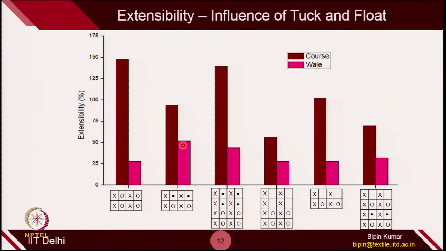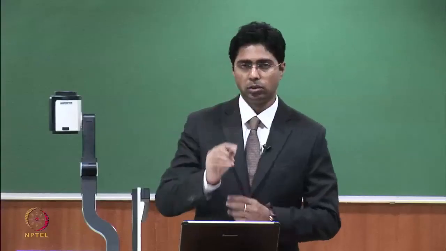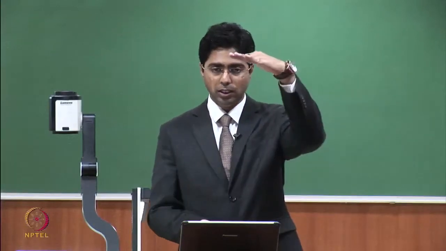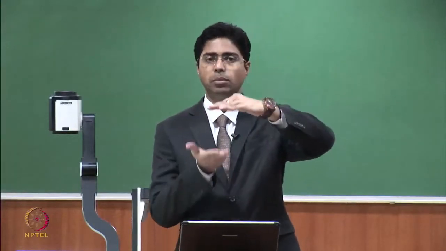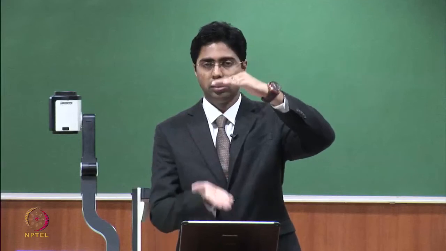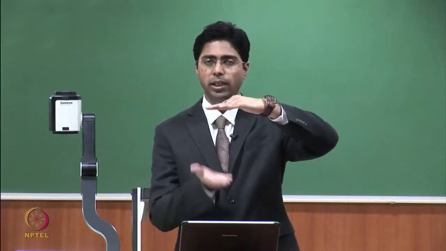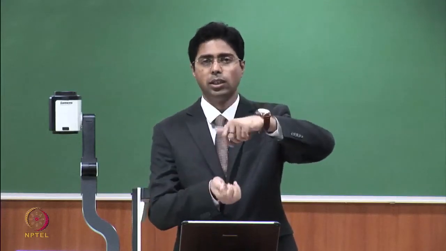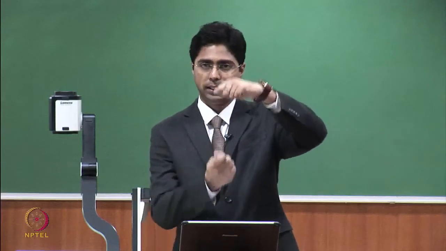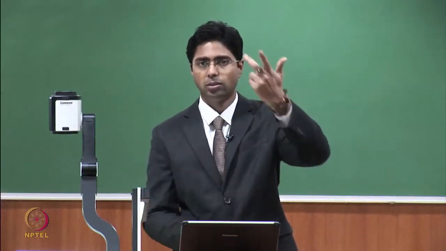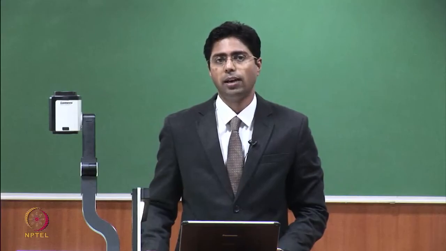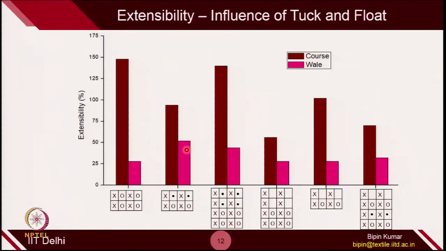The reason is, as you have seen, whenever you have any tuck loop, it always has a bigger held loop. Whenever there is a bigger held loop, it will try to relax the fabric in wale direction. So, the fabric will shrink in wale direction. Then naturally you have more chances to extend in length direction. That is the reason why you have the maximum extensibility in wale direction when you have tuck.